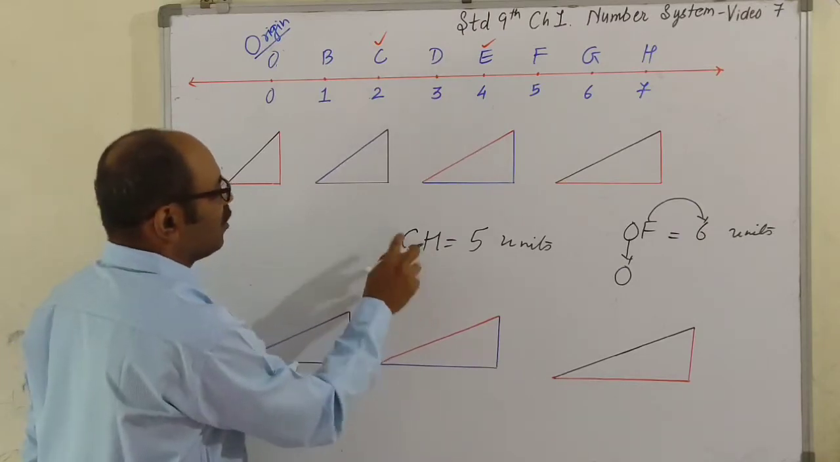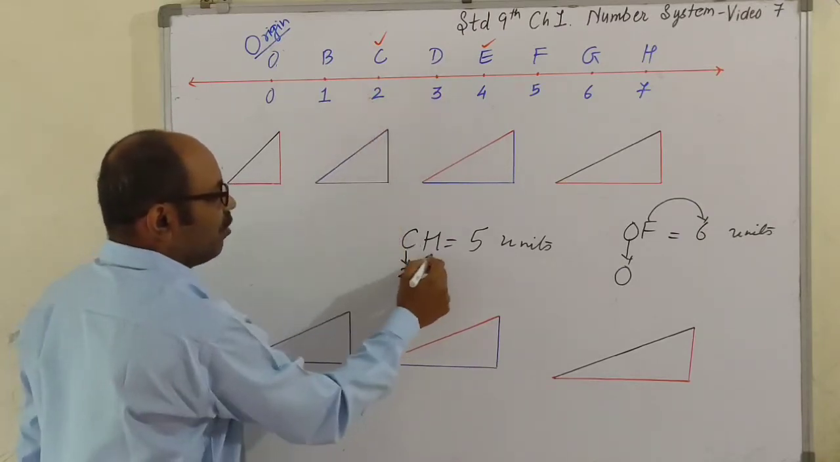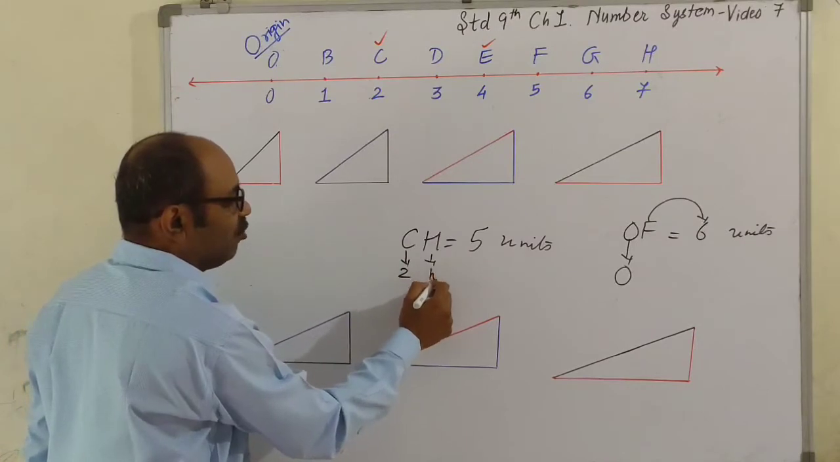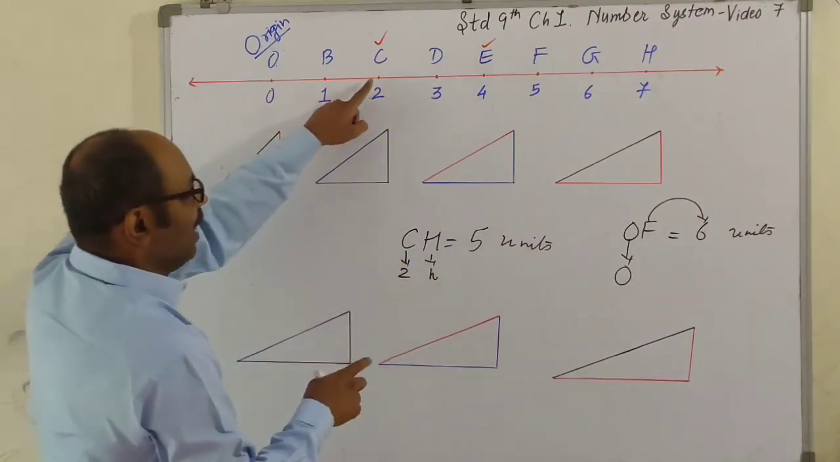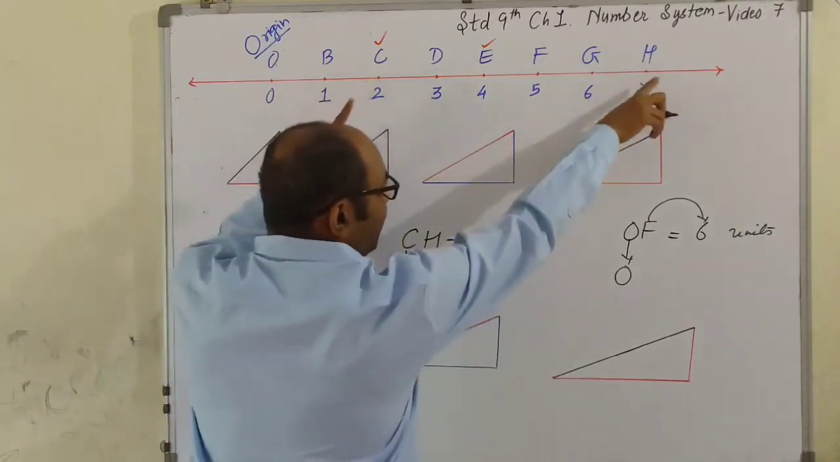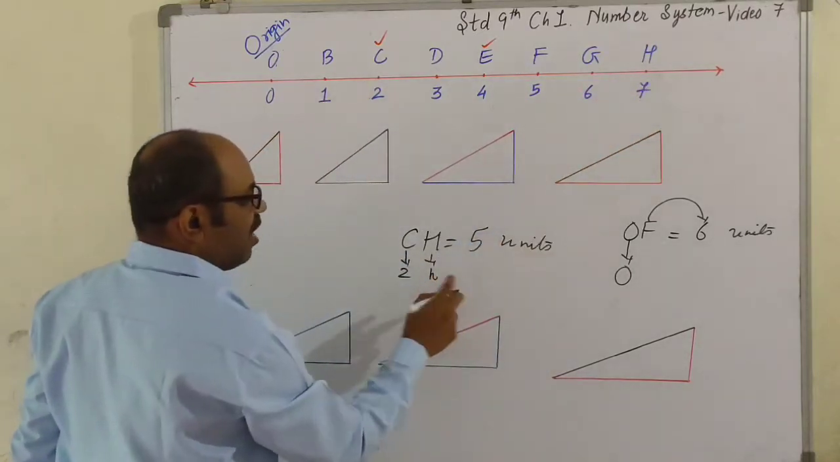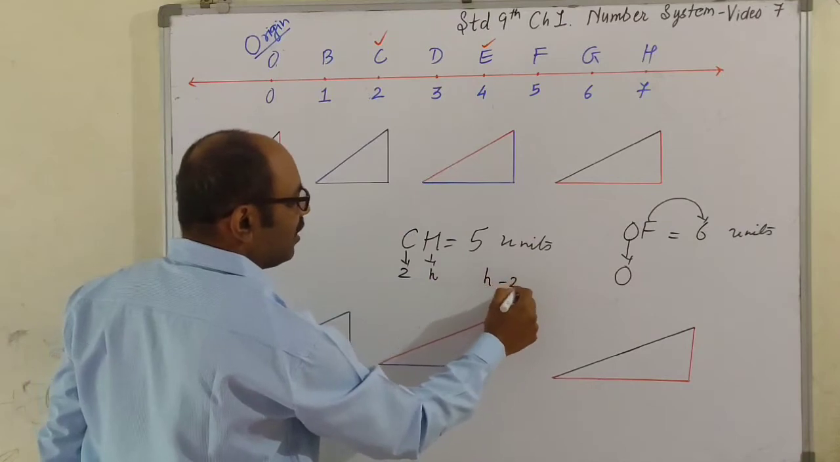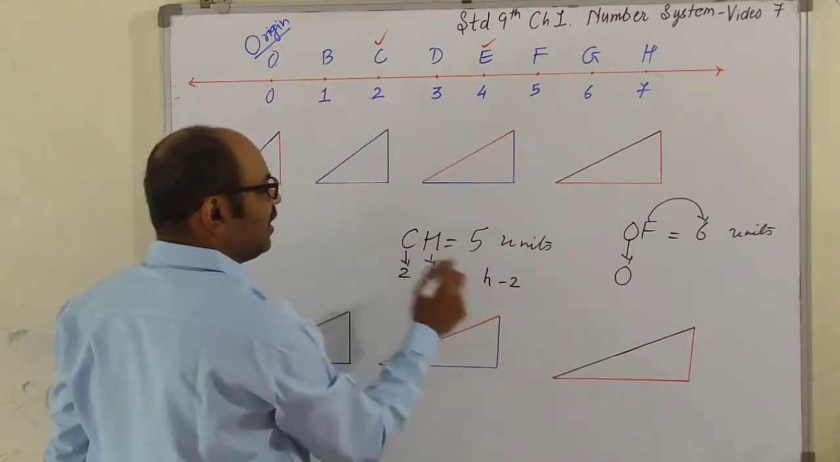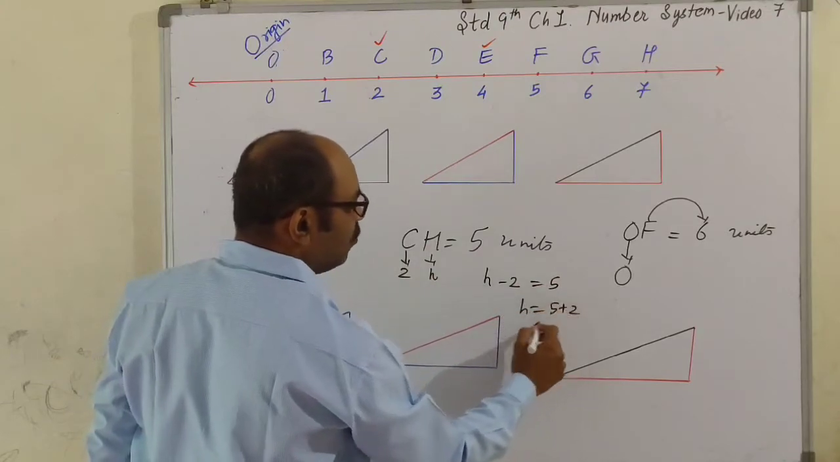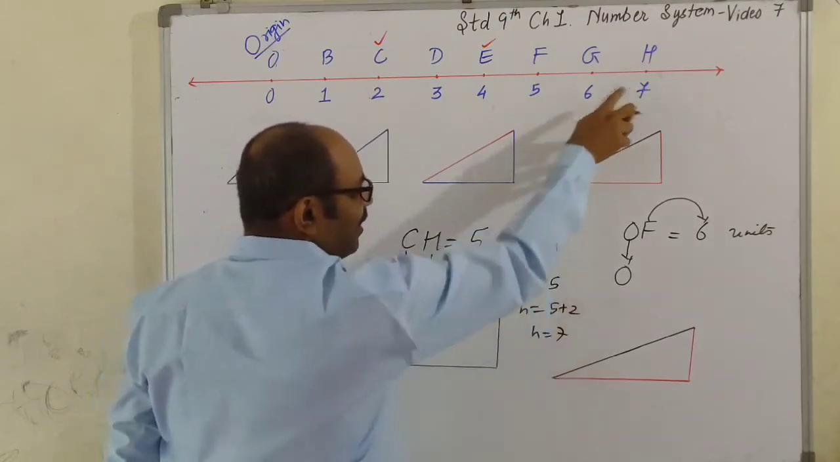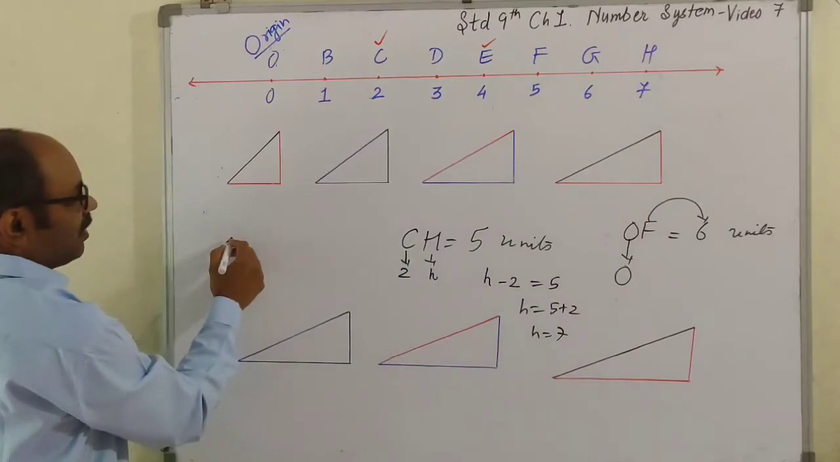Suppose you know the number corresponding to C is 2. Then what is the number corresponding to H? We do not know, suppose. So we can say H. Now if you look on the number line at C and H, H is to the right. So H is the bigger one. So H minus 2 is the distance CH, and that is equal to 5. So H is equal to 5 plus 2. So H is equal to 7. Did you get that?